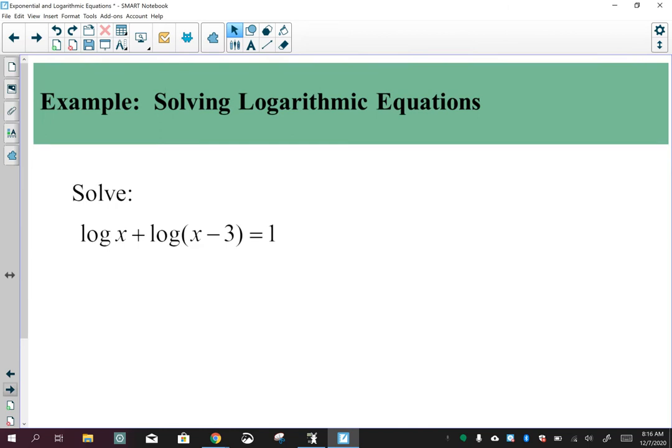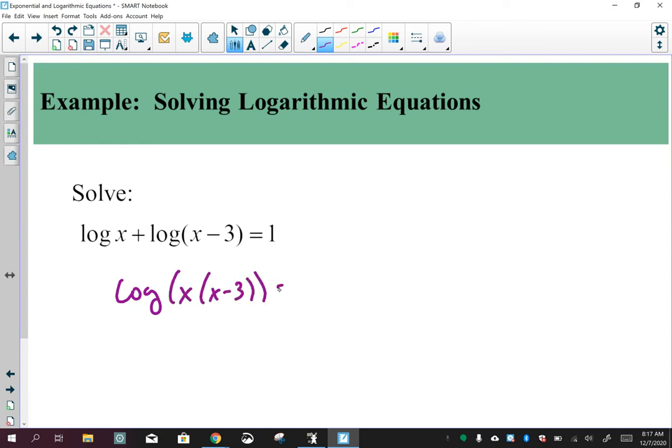So now, looking at problems that look like this. When you're doing this one, it's the same thing. You still want to condense so you have that one log that you're actually dealing with. So notice right here, I have this piece, which means I have the product rule to deal with. So I'm going to say, all right, really this is log of x and then x minus 3 is equal to 1.